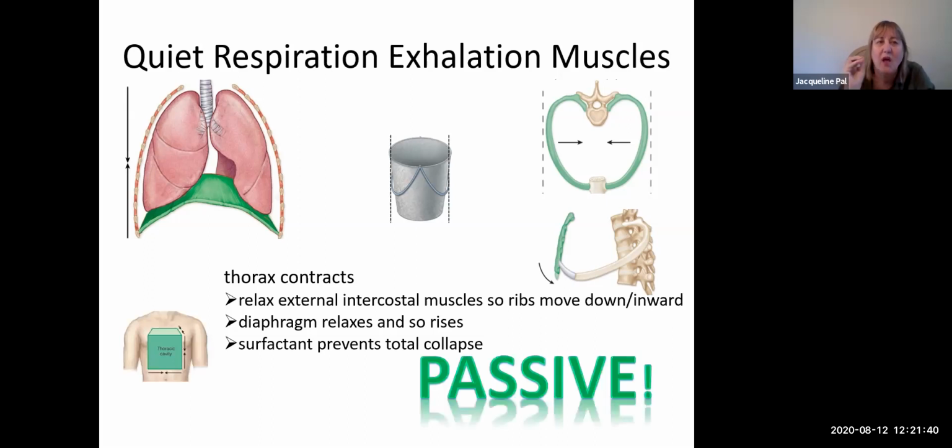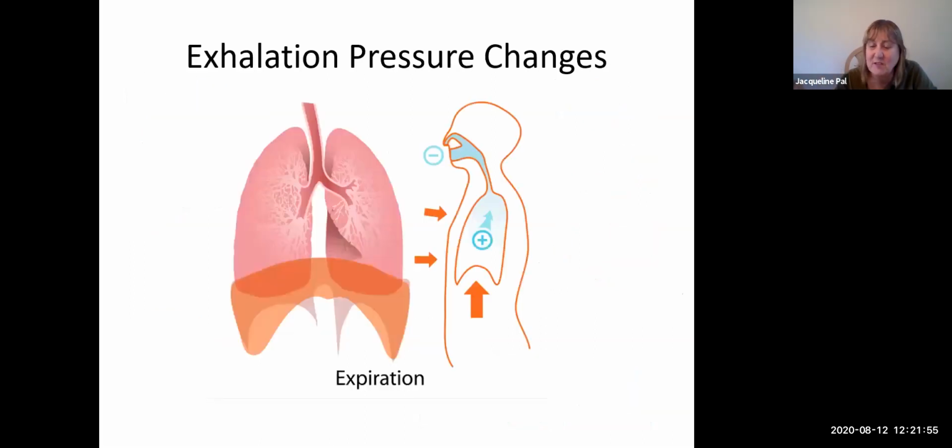And so no muscles contract for quiet exhalation. It is just the relaxation of the contracted muscles of quiet inhalation. So what happens when those muscles relax is this volume gets smaller, the pressure is higher, that makes the air rush out.